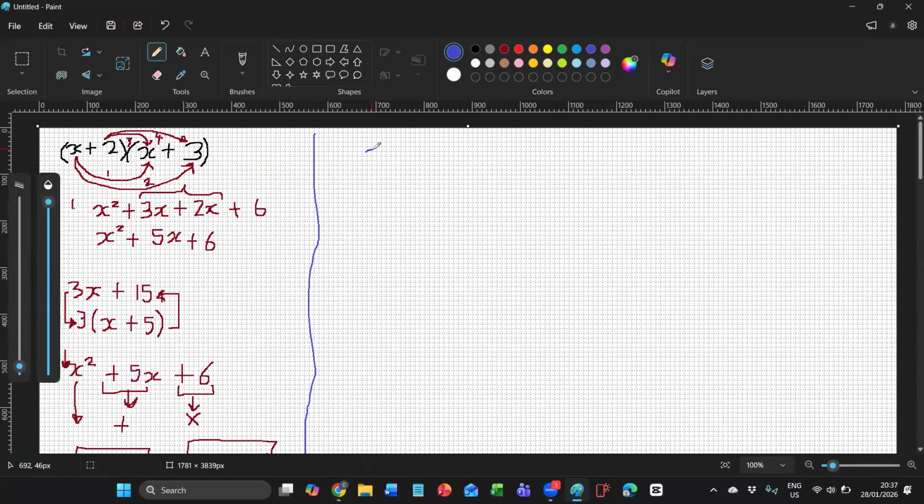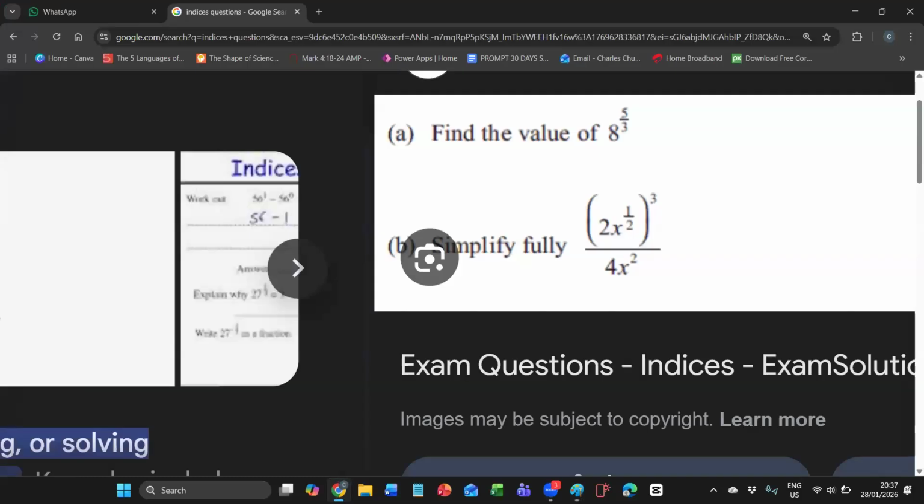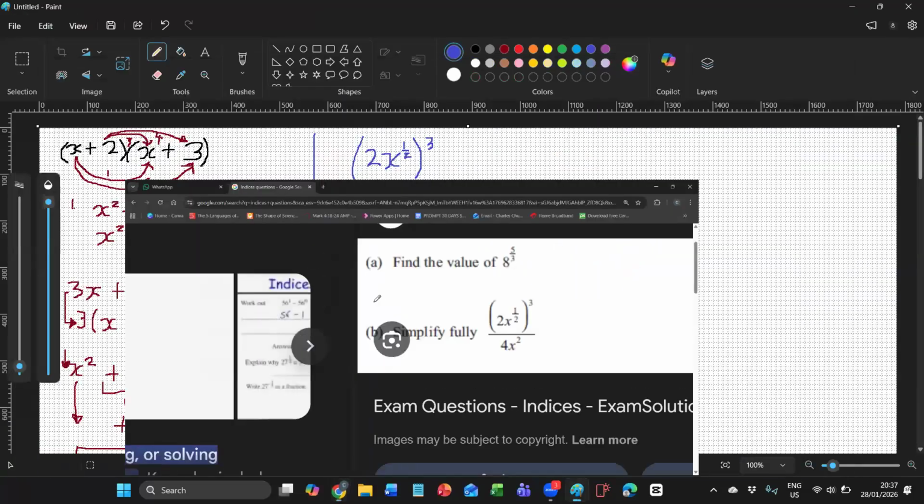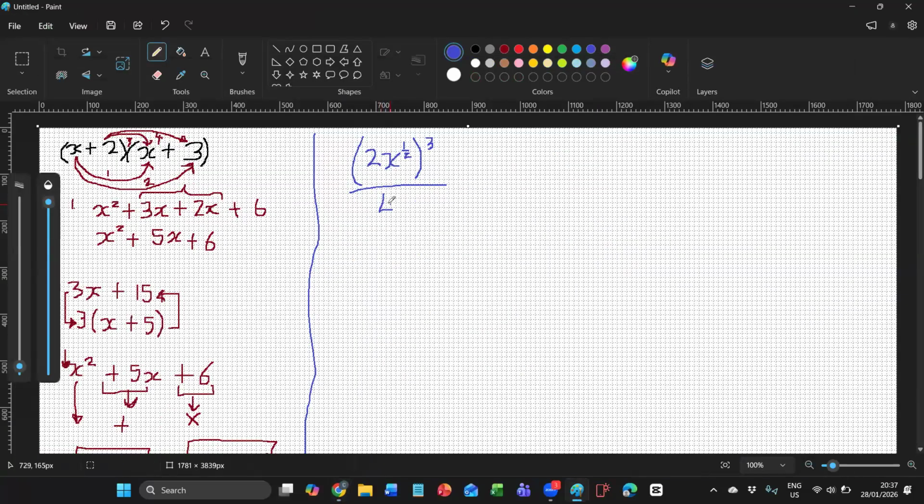Okay, so the question looks something like this. 2 times x raised to the power of 1 over 2. Anytime you are given a question, it's always good to rewrite the question. That's a way of cementing it to your mind while you're working on it. All raised to the power of 3 divided by 4x squared.